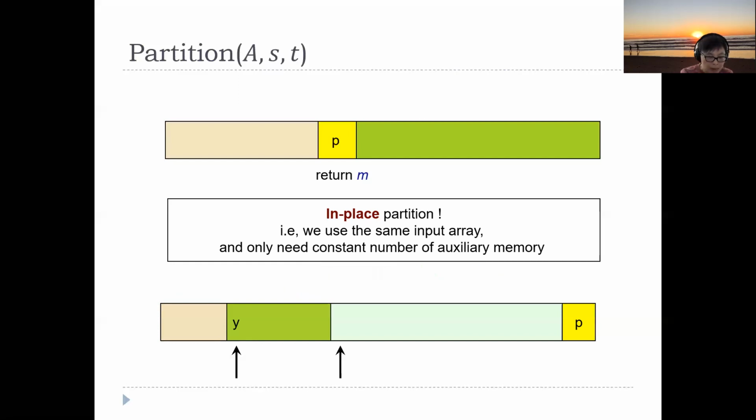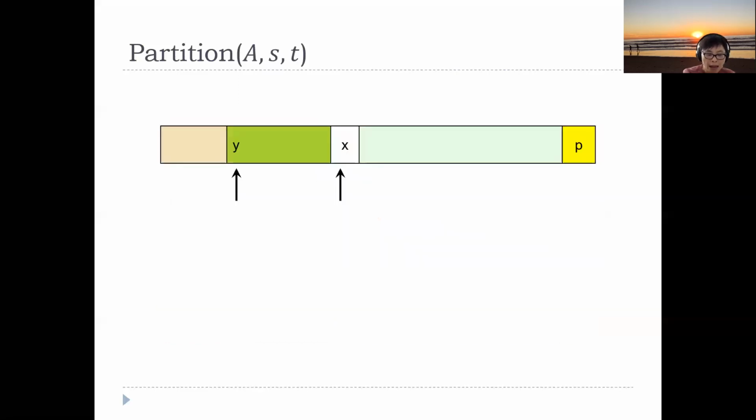Now, I'm going to process the next element. I look at this element X. All I need to do is figure out where I should put X, because I want to make sure that this is maintained. In particular, if X is bigger than P, what does it mean? Remember, I want to first put everything smaller than P and then everything bigger than P. If X is bigger than P, then it should be color green.